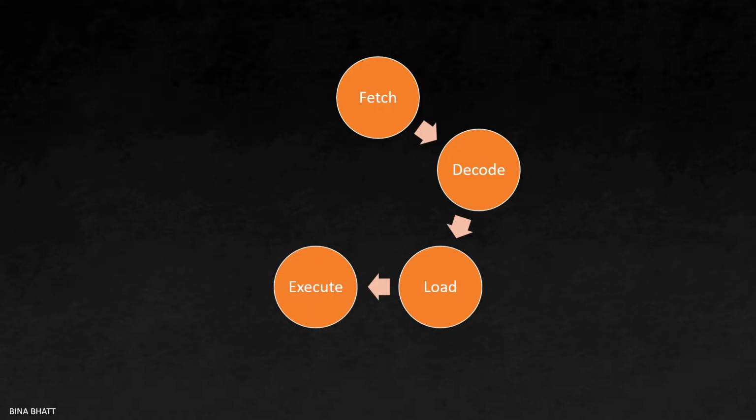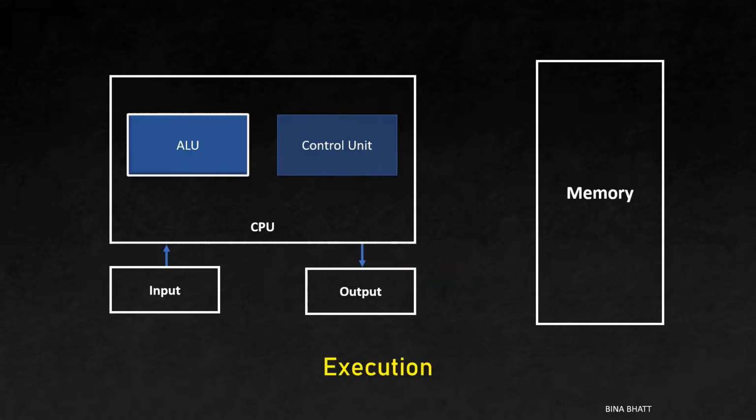Next step is execution. Control unit activates ALU for execution of the instruction. However, that won't be the case for all the instructions. If an instruction requires arithmetic operations like addition, subtraction, multiplication, division, and or logic operations like AND, NOT, etc., then the ALU will be activated by the control unit for the purpose of execution.